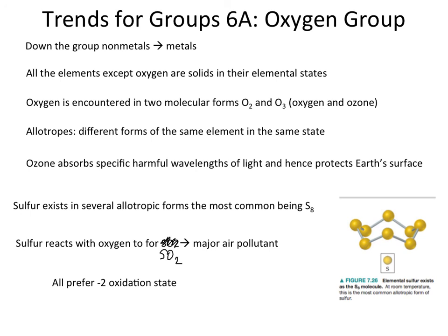Sorry, this should be SO2. Sulfur is going to react with oxygen in order to form SO2. We usually get sulfur in the air when people burn coal or charcoal, things of that sort. Sulfur is present in these items. Basically, we put sulfur in the air, oxygen reacts with the sulfur, and that produces SO2. SO2 is a major air pollutant, and something obviously we want to try to avoid.